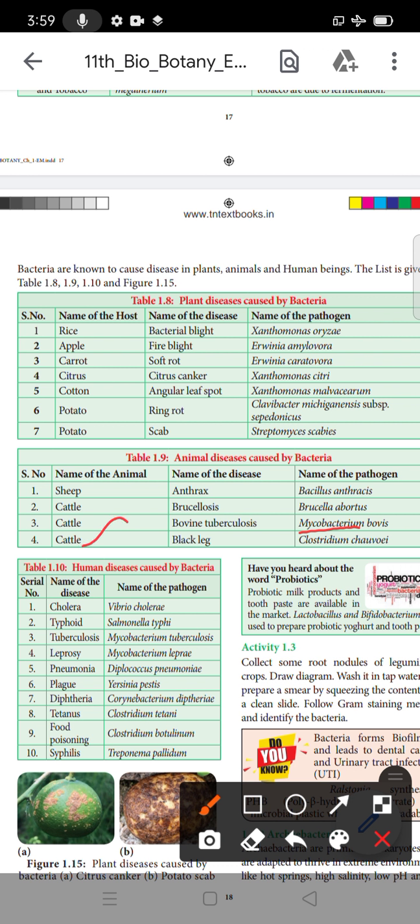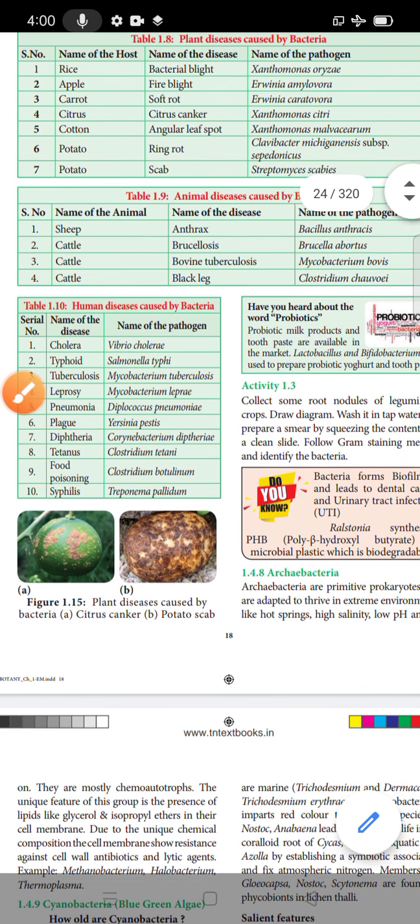And the next one also is cattle. What is the name of the disease? Black leg. What is the name of the pathogen? Clostridium chauvoei. Okay, these are the bacterial diseases of animals.